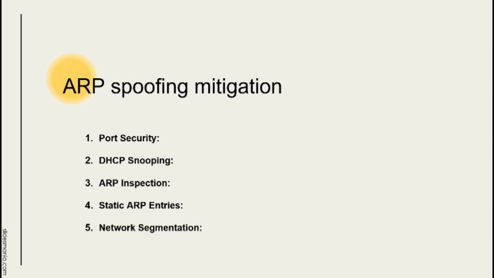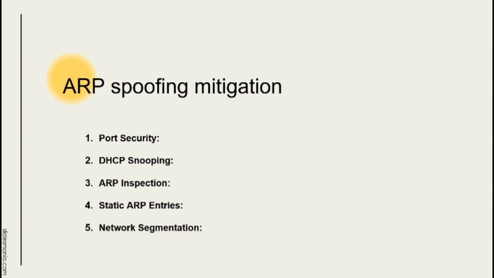And the second mitigation strategy is DHCP snooping. DHCP snooping helps to prevent unauthorized DHCP servers from issuing IP addresses to anonymous users by filtering DHCP messages based upon trust levels. And by configuring DHCP snooping, we can designate trusted ports connected to the legitimate DHCP server, ensuring that only the messages from these trusted sources are processed and others are discarded.